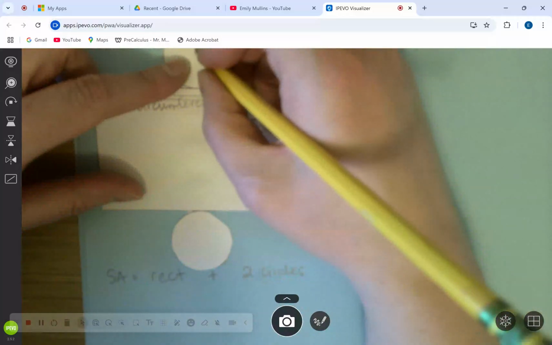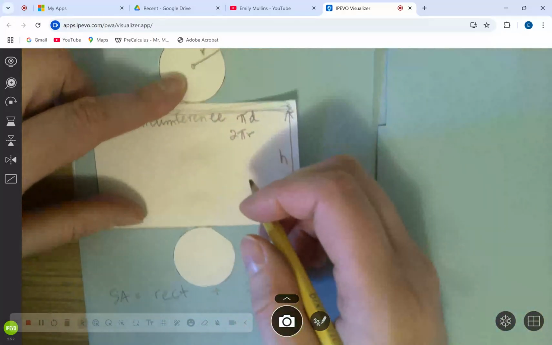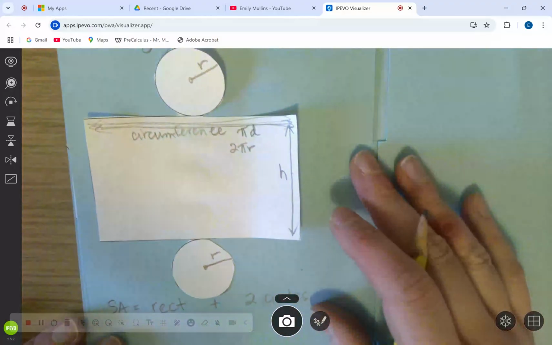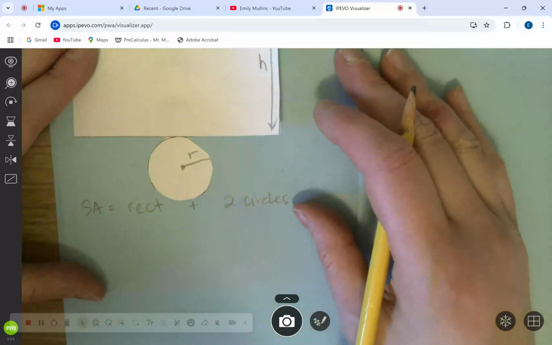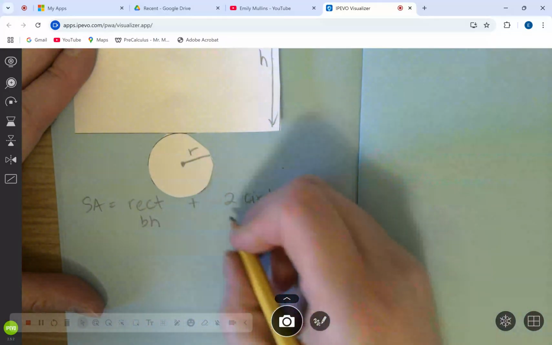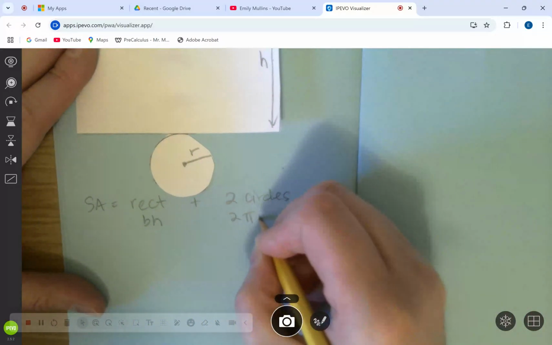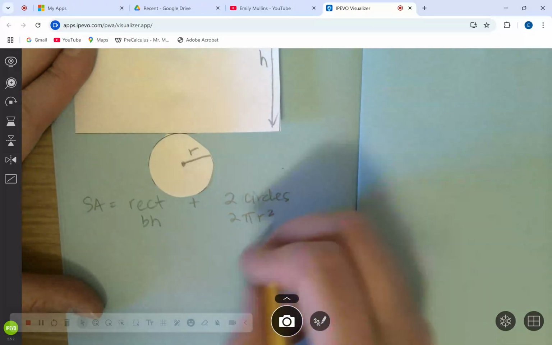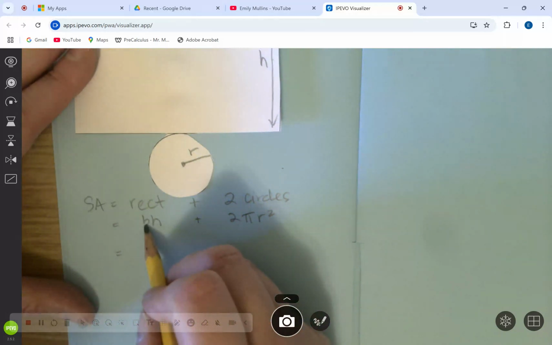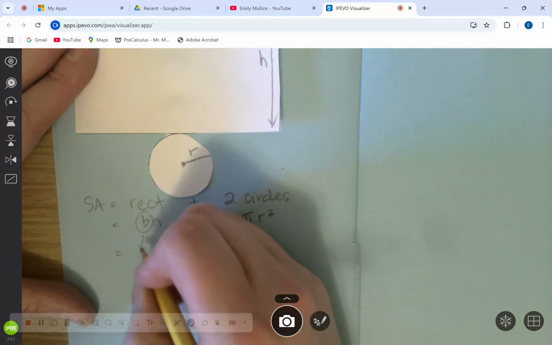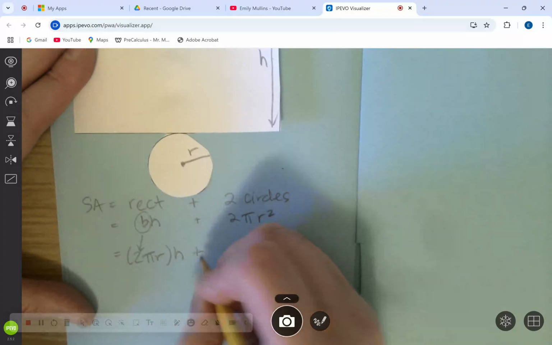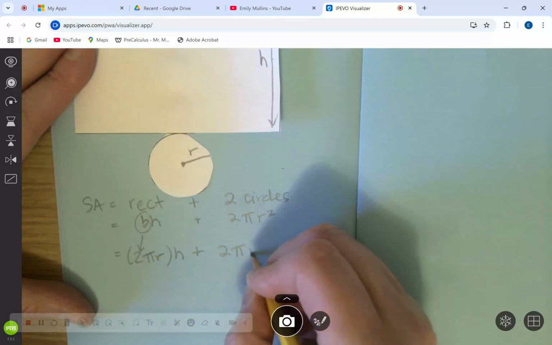I also want to put an r inside my circle, the top circle and the bottom circle. So I'm going to go ahead and move this up now. So my rectangle is base times height. My circles are 2 pi r squared because there's 2 of them. Pi r squared would be 1. But then I want to remember that the base is really 2 pi r. So I end up with 2 pi r times h plus 2 pi r squared.